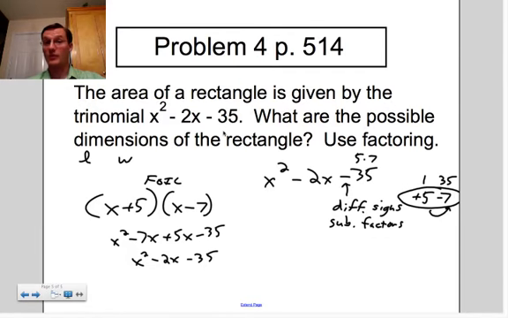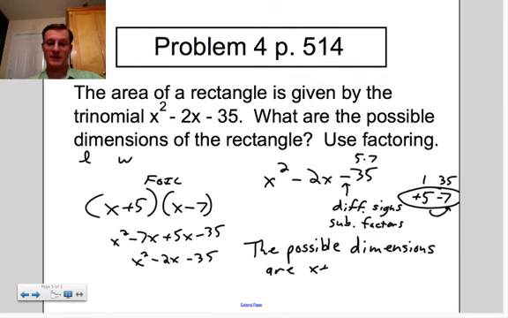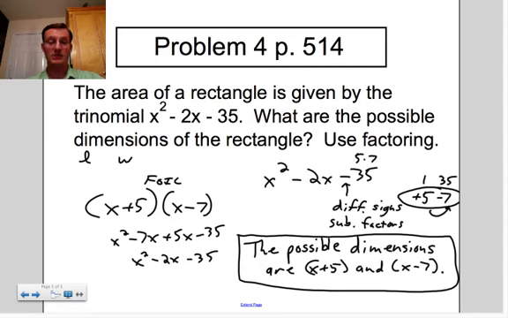Now, the only thing that changes when we have a word problem here is that we have to answer in words. So the possible dimensions are x plus 5 and x minus 7. Now you may ask, could you switch these? Could you say x minus 7 and x plus 5? And you certainly can. The commutative property of multiplication says that you can switch them back and forth.